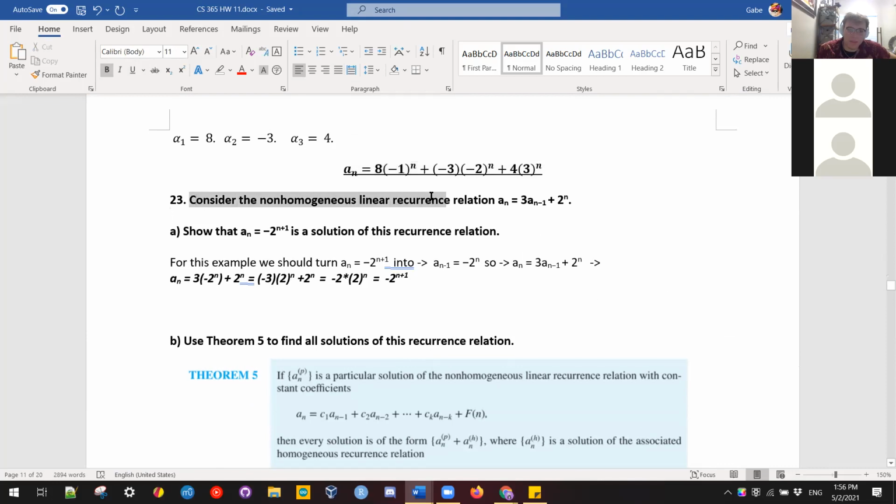Okay, and then consider the non-homogeneous linear recurrence relation. That's a mouthful. And show that a_n equals -2^n plus 1 is the solution of the recurrence relation. So I think this is what you were talking about earlier, Eric, about the g of x thing.